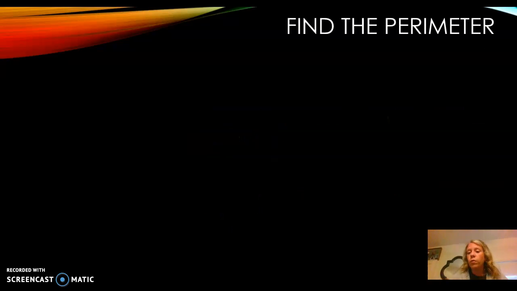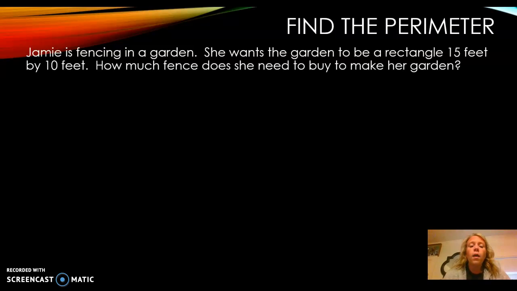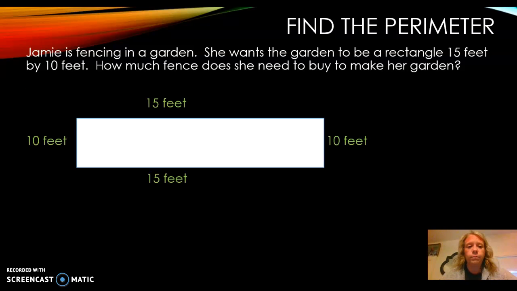Okay, now we're going to move on to finding the perimeter. Remember, perimeter is how much is around something, the measure around a figure. Jamie is fencing in a garden. She wants the garden to be a rectangle, 15 feet by 10 feet. How much fence does she need to buy to make her garden?